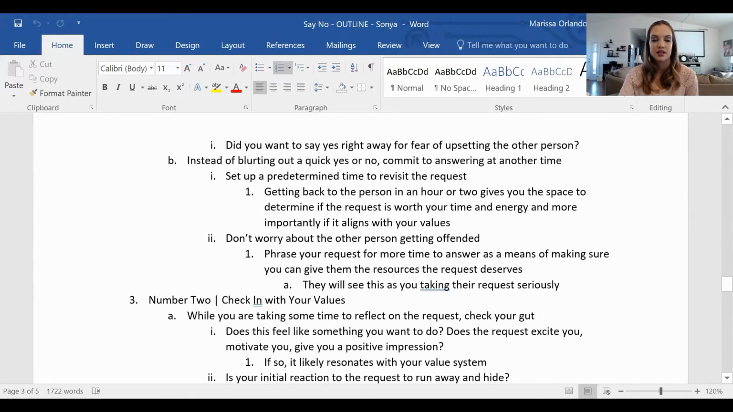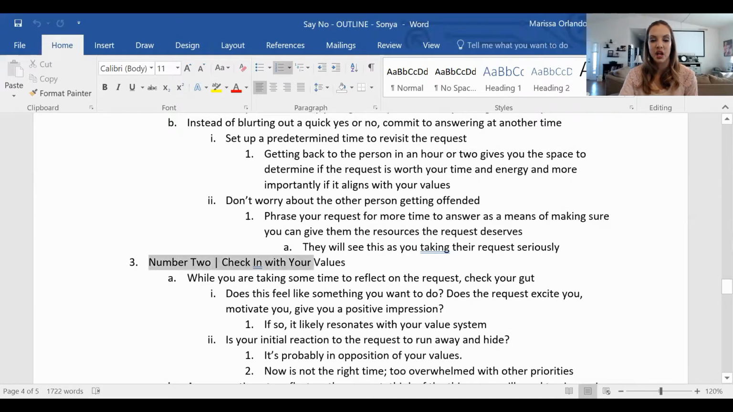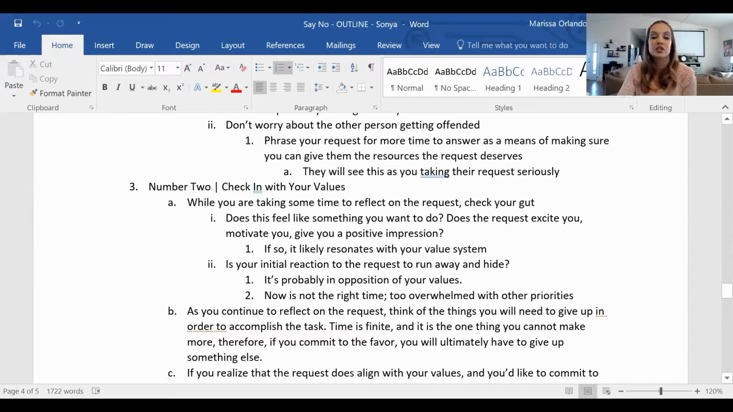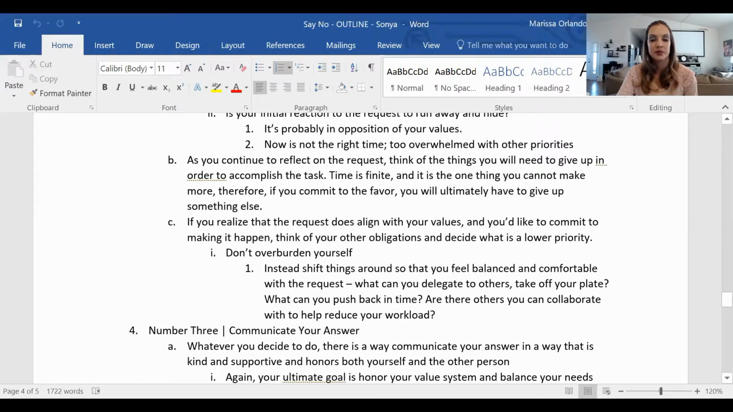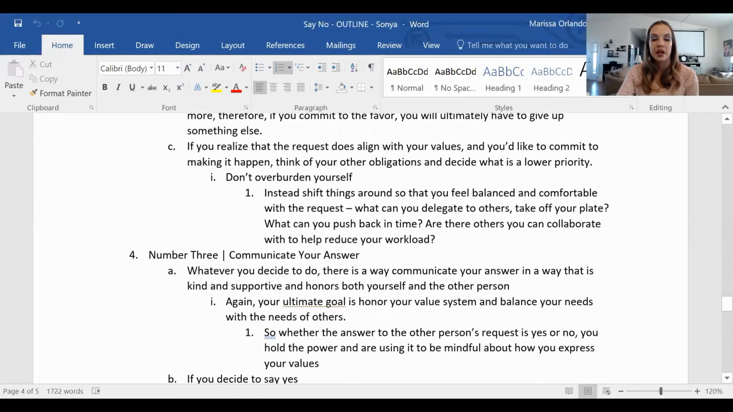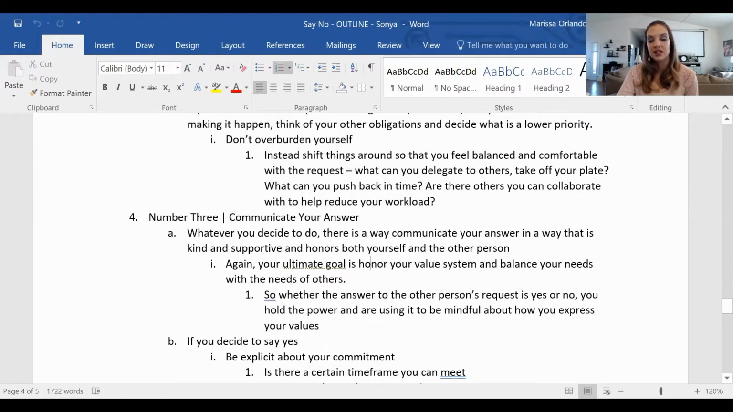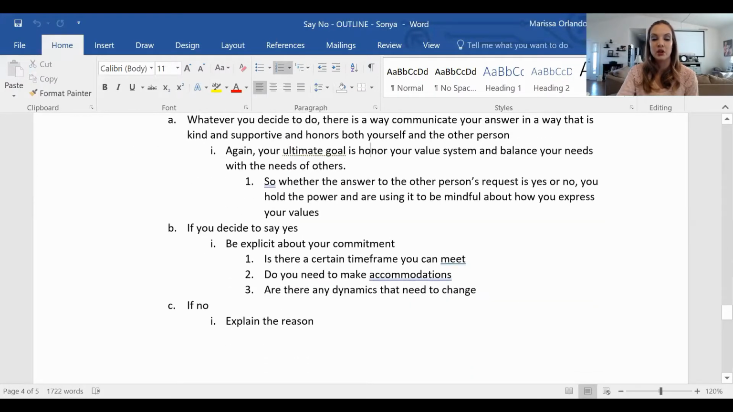Okay. Step number 2 for her is check in with your values. While you're taking some time to reflect, blah, blah, blah, is your initial reaction to run away and hide. As you continue to reflect, if you realize the request does not align with your values, here's what you do. Okay, so tips about that. Number 3, then you communicate your answer. Whatever you decide to do, there's a way to communicate your answer that's kind and supportive. If you decide to say yes, do this. If you decide to say no, do this.